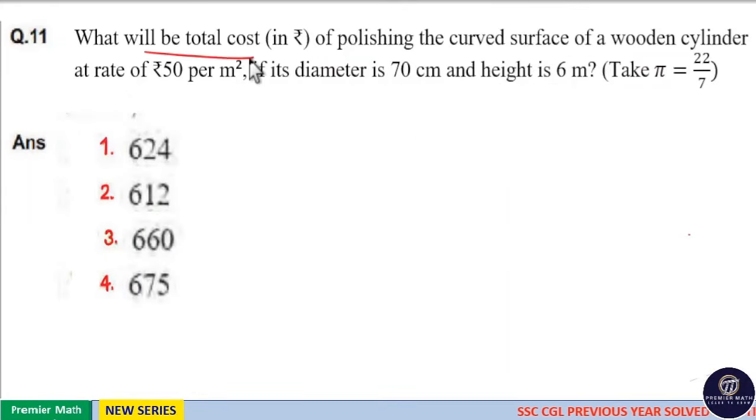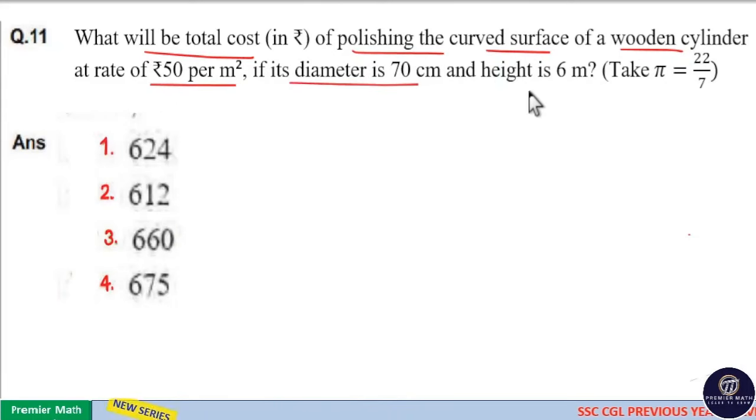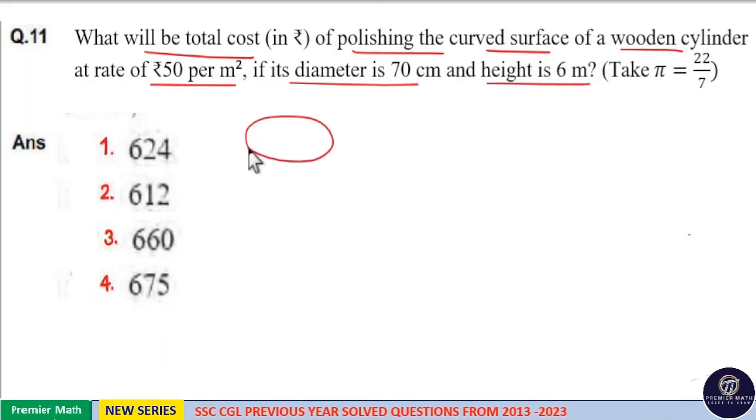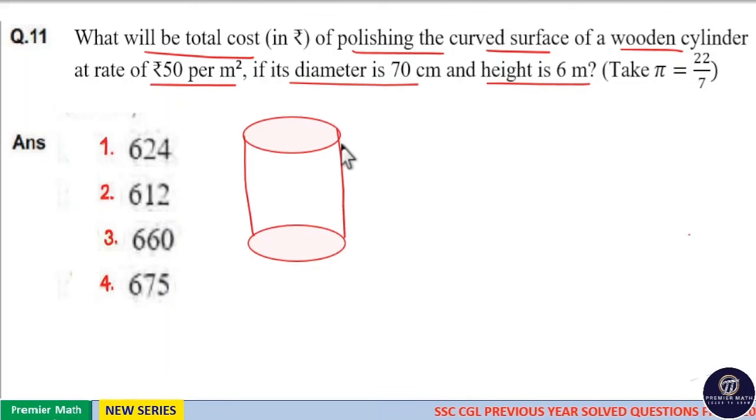What will be the total cost in rupees of polishing curved surface of a wooden cylinder at rate of 50 rupees per meter square if its diameter is 70 cm and height is 6 meter? Here, curved surface area of cylinder is 2 pi r into h. This is the curved surface, equal to 2 pi r, circumference, into height h.